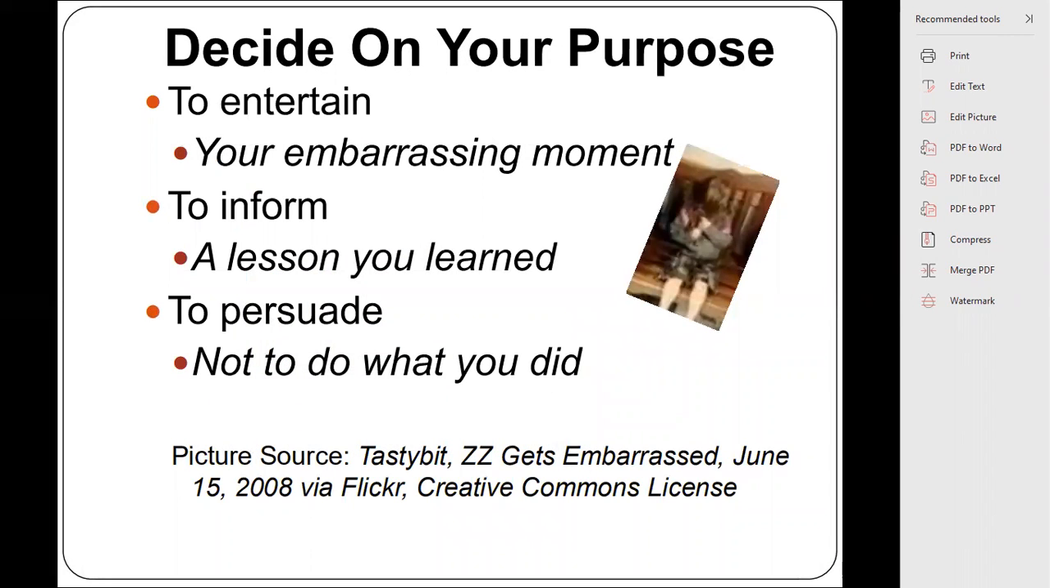Okay, third part, you have to decide on your purpose. How do you decide on your purpose? Are you writing the narrative to entertain someone, for example, you want to write about your embarrassing moment, or to inform someone, a lesson you learned, or to persuade someone not to do what you did?